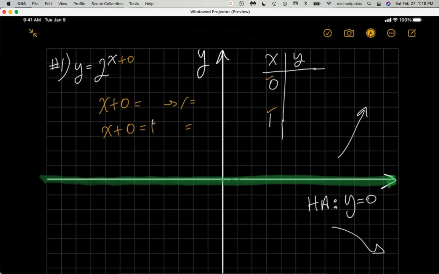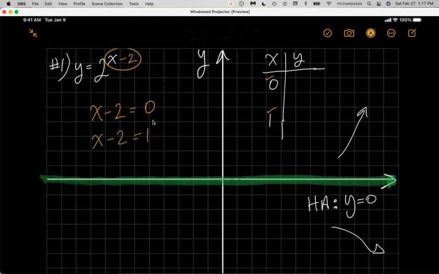But what if you had this, for example? What if you had x minus 2 up here? Then what you would do to make your math easier is set this entire construct, x minus 2, equal to 0, and x minus 2 equal to 1. You solve for x, you get x equals positive 2 and x equals positive 3. Then these are the numbers that you would plug into your table and work with in order to make your math easier. But let's stick to this particular example and use x equals 0 and x equals 1.